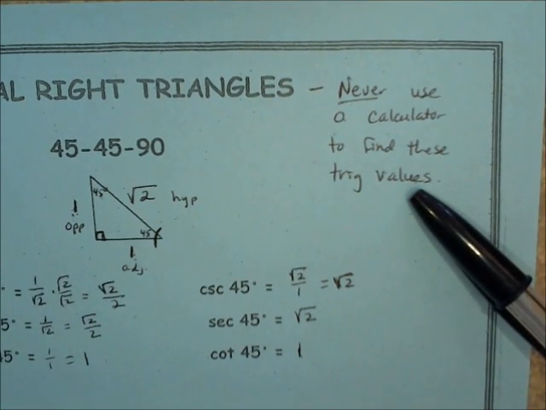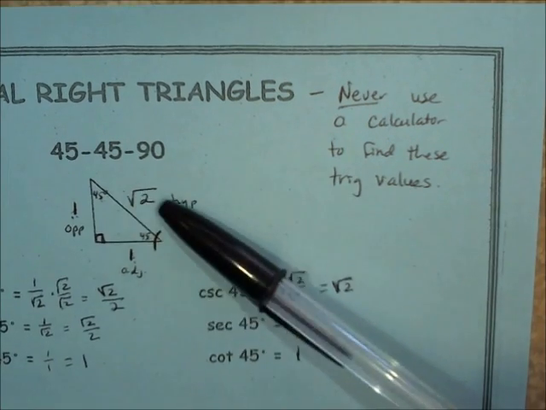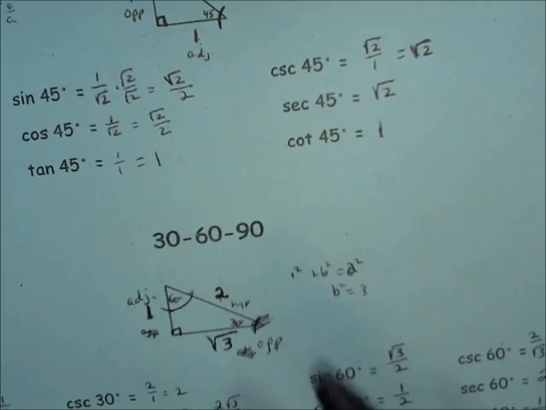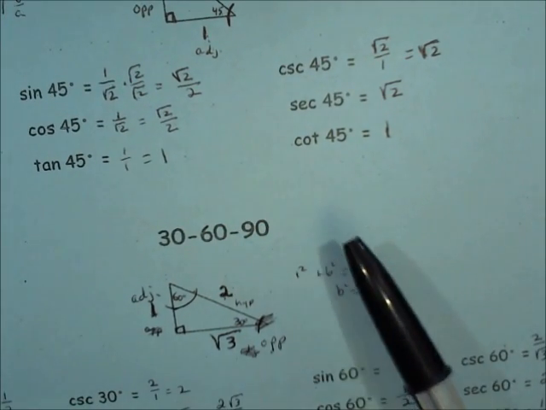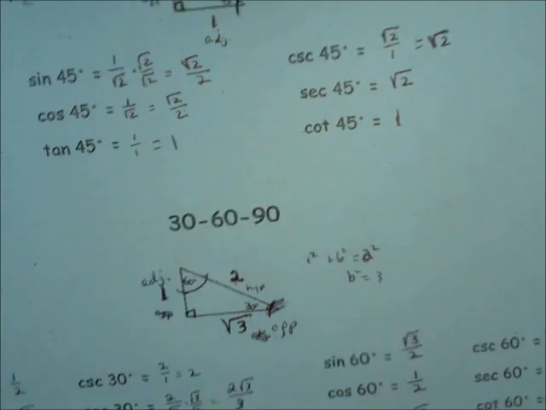So these are really, really important numbers that, like I said, do not ever use a calculator if you're trying to find the sine, cosine, tangent of a 45-degree angle, a 30, or a 60-degree angle. And you don't need one either for a 90-degree angle.